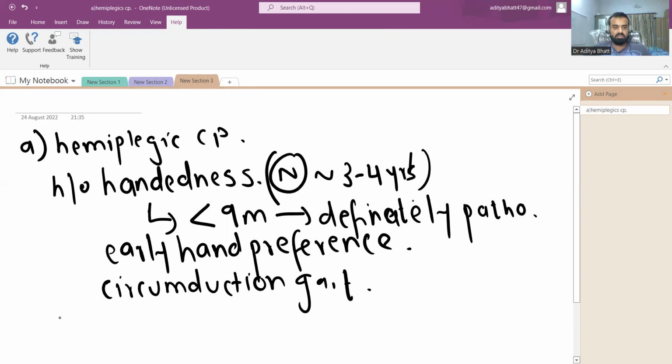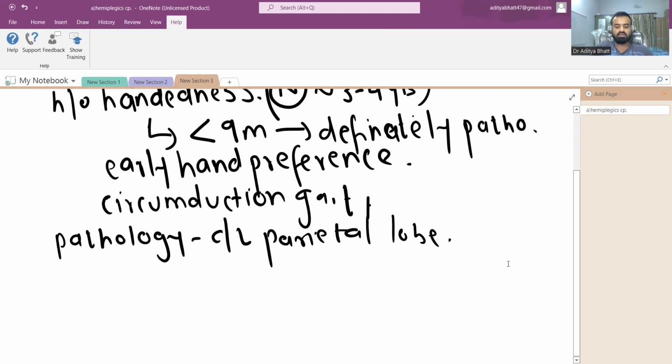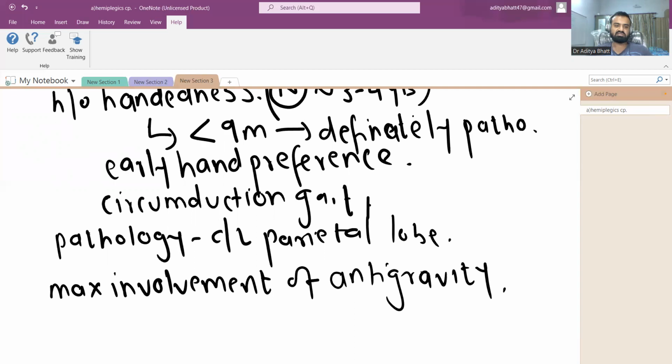And the pathology or the damage is in the contralateral parietal lobe. So here is where you will find this damage. Now in this condition there is maximum involvement of anti-gravity muscles, the hip muscles. So there is tiptoe movement, like the patients that have Duchenne's muscular dystrophy, they also have a tiptoe movement.